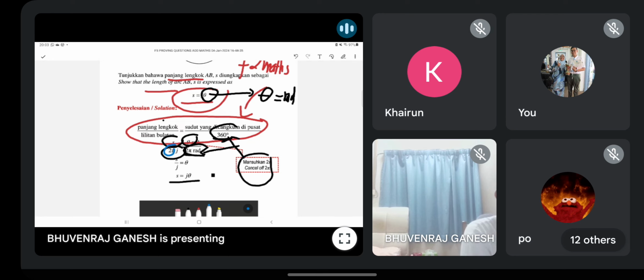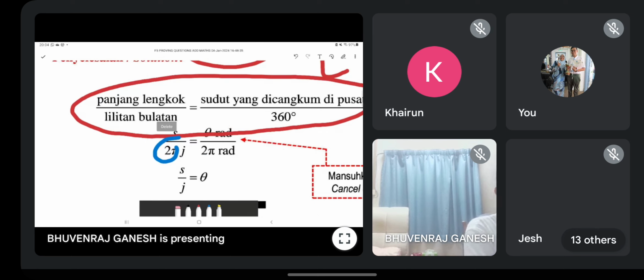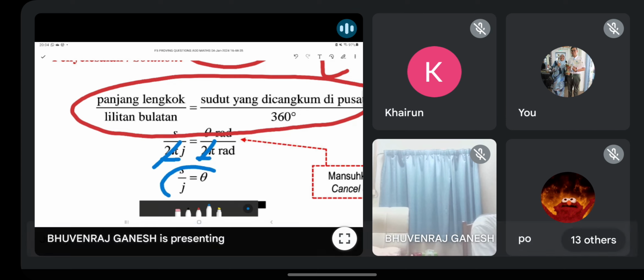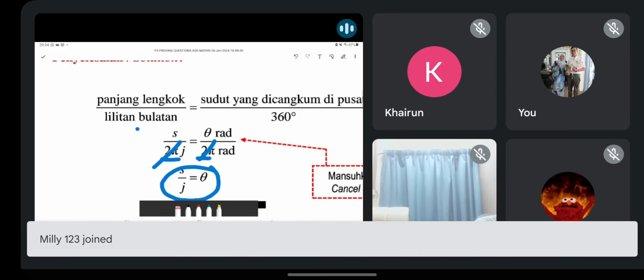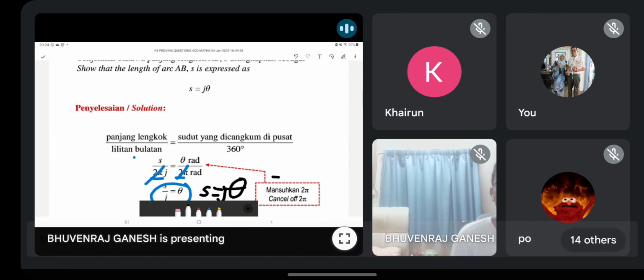Okay, because you see, you have 2 pi here. You have also, let me zoom in first. It's a bit small. Okay, this one. You can see that you have 2 pi here and also 2 pi here. Okay, 2 pi, 2 pi. So you can cut off. Okay, so that's why you have S over j equal to theta. This one is the theta over here, on top. So from here, you rearrange, kamu susun, you will get S equal to j theta. So you have already proven the formula.